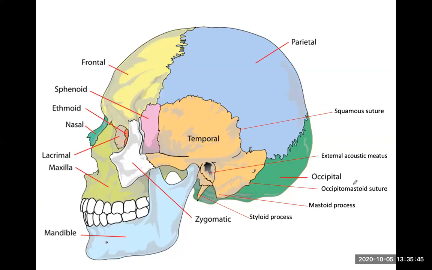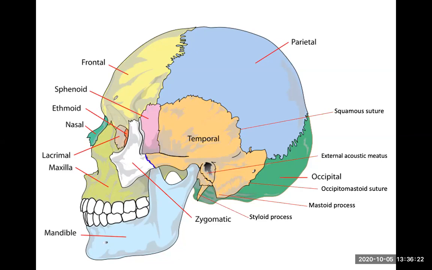Here's some additional terminology. Some of these we already discussed, but again, kind of going over what we haven't really touched upon here. We have talked about the frontal, the parietal, the temporal, and occipital bone. We have talked about the suture, squamous suture, external acoustic meatus, occipital mastoid suture, mastoid process, styloid process. We just mentioned the zygomatic bone, which is basically, again, here's the temporal bone. You can see it color-coded with this suture separating them.